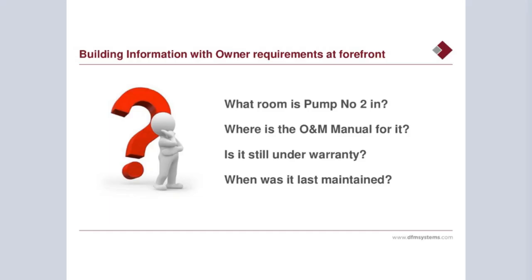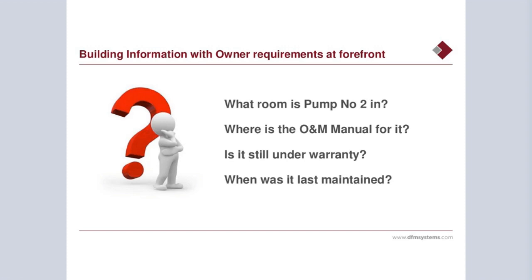The building owner or the FM team need to be able to find information easily within the building when they're carrying out repair and maintenance. So the typical questions they're trying to cover within the scope of the documentation that's handed over is: what's the location of the equipment? What room is pump number 2 in, for example? Have I got an operating and maintenance manual for that pump?